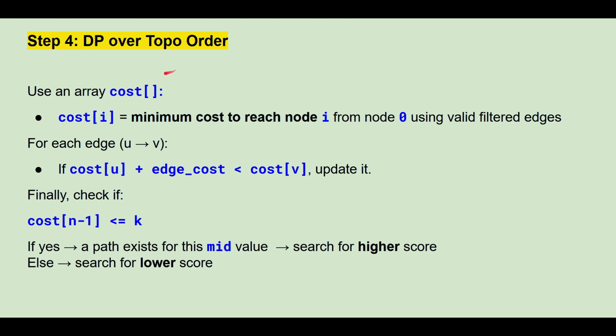Following the topological order, we will use a cost array, where cost at i is equal to the minimum cost to reach node i from node 0 using the valid filtered edges. For each edge u to v, if cost at u plus edge cost is less than the cost at v, we will update it. Finally, we'll check cost at n-1. If it is less than or equal to k, the path exists for the mid value, so we'll search for a higher score, and otherwise we'll search over the lower score.